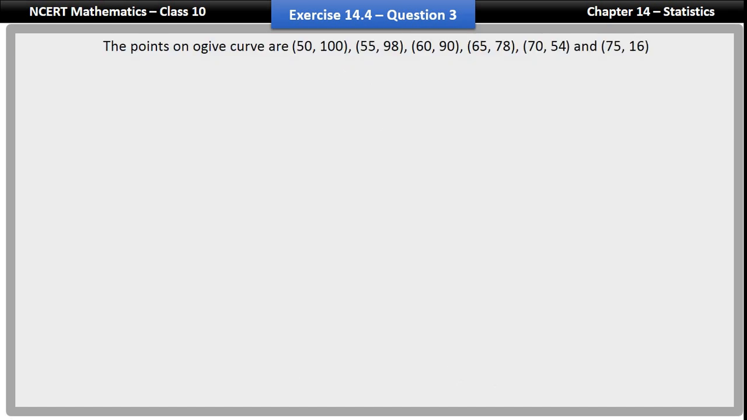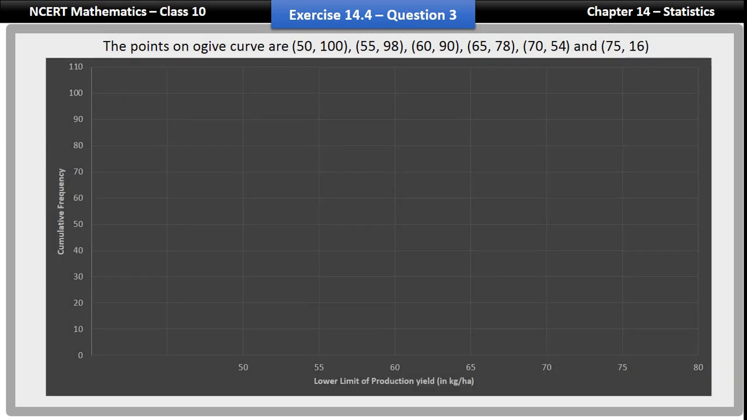So these are the points which we got in the previous slide. Now let's plot them on the graph. Here, as you can see, the x-axis is the lower limit of the production yield, that is the lower limit of the class, and the y-axis is the cumulative frequency. Now on the x-axis, the values start from 50, 55. So first insert a kink, which says that these are continuous values and we are not starting at 0.